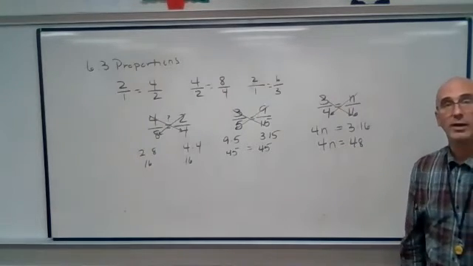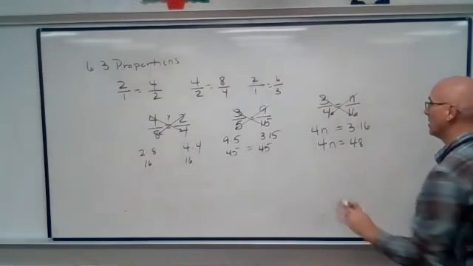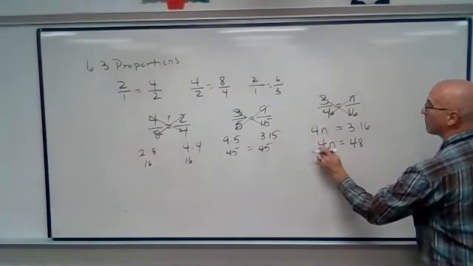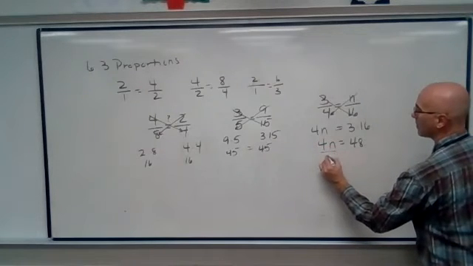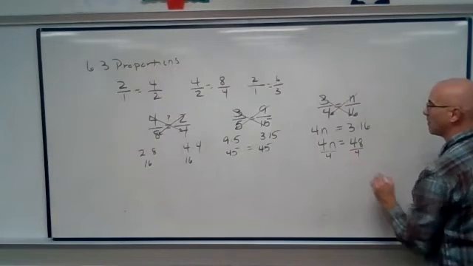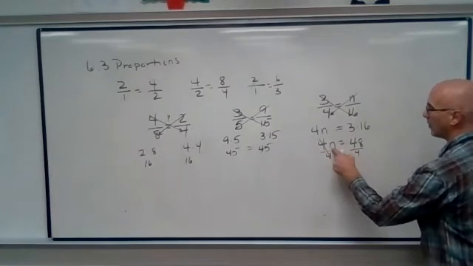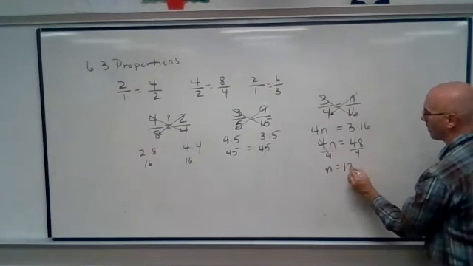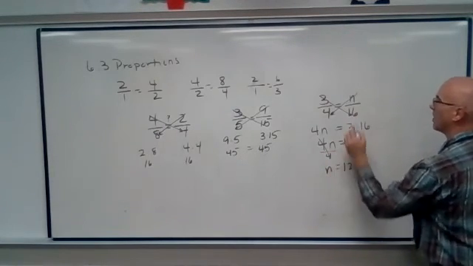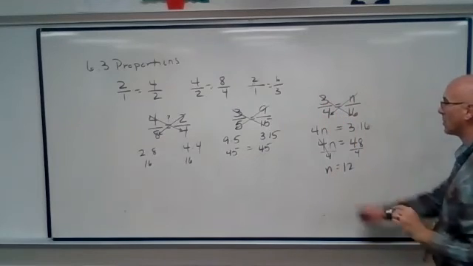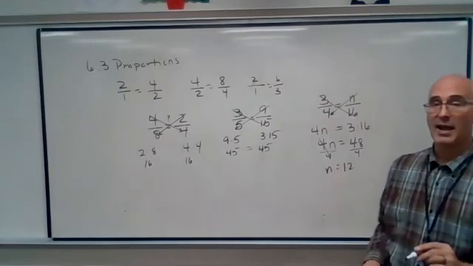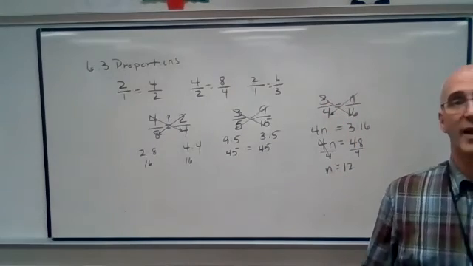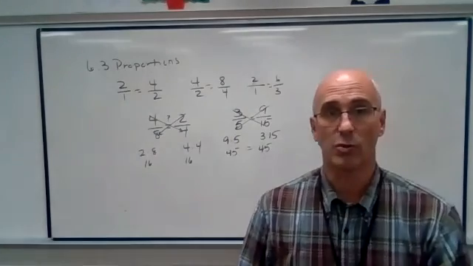It becomes a one-step equation. So when we have 4n, I am going to divide each side by 4. We are left with n equals 48 divided by 4, which is 12. So in order to make this a proportion, n has to equal 12. And that is your introduction to proportions.